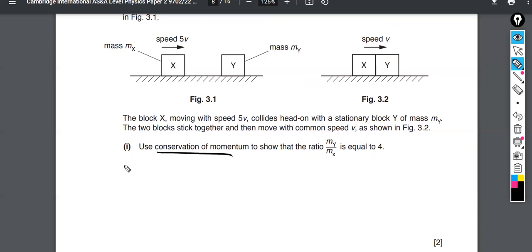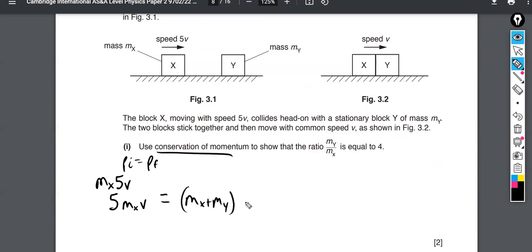So the conservation of momentum says that the initial momentum equals the final momentum. Since block Y is stationary initially, we don't really have to consider its momentum. Let's just consider the momentum of object X. We have mass X moving at a speed of 5v. That's the initial momentum, and we could write it as 5mxv. That's going to equal the final momentum. We have this object over here, which has a mass of mx plus my, and sticks together at a common speed v. So that's what the conservation of momentum says.